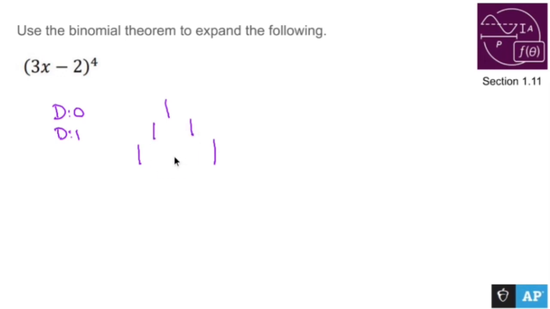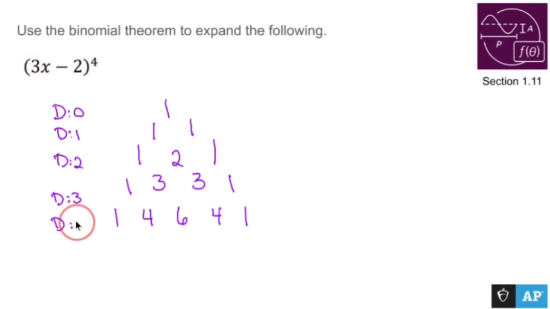So 1 plus 1 is 2. Drop down the 1. 1 plus 2 is 3. 2 plus 1 is 3. Drop down a 1. Drop down a 1. 1 plus 3 is 4. 3 plus 3 is 6. 3 plus 1 is 4. Drop down a 1. Now I'm done because this is degree 2, this is degree 3, and this is degree 4, which is what I want.